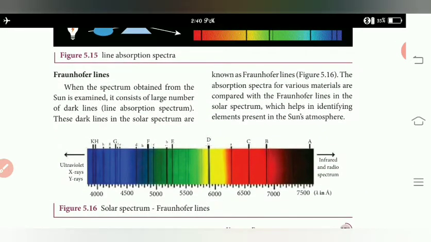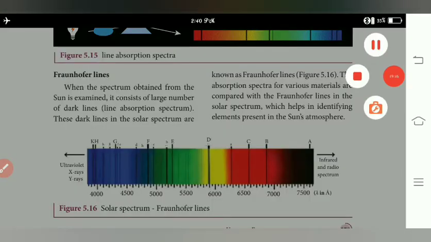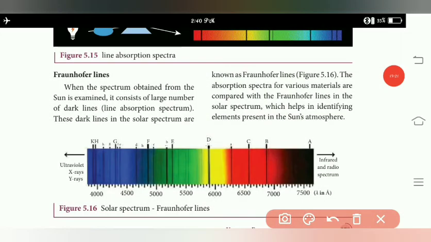Fraunhofer lines. This is very, very important, two more questions. When the spectrum obtained from the sun is examined, what will happen? When you look at the sun for a longer time, you may see dark lines, or the center appears darkened. Why? Because of the inner core of the sun. The inner core of the sun has a much higher temperature.